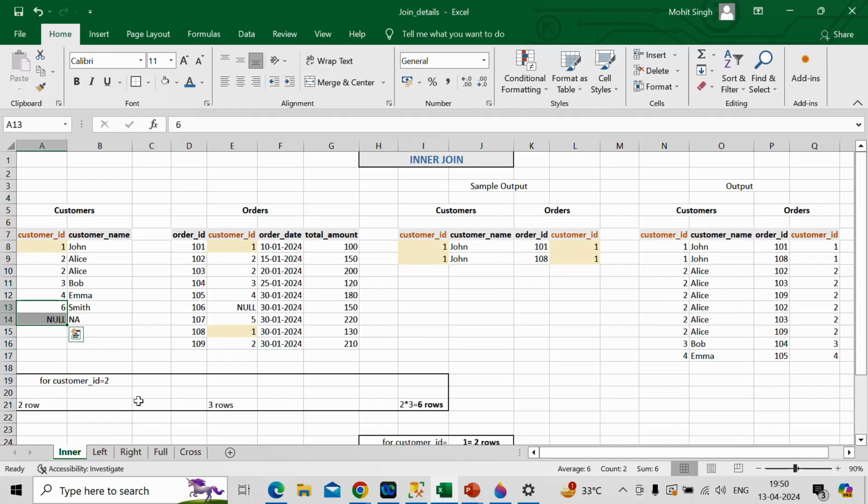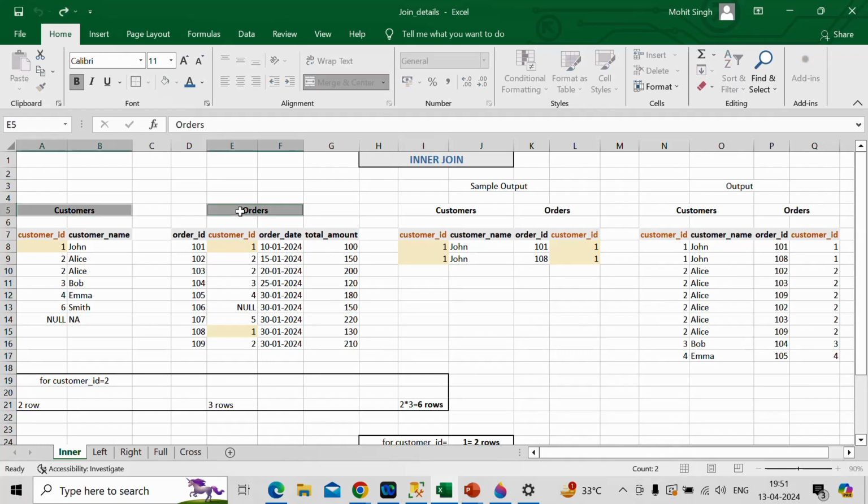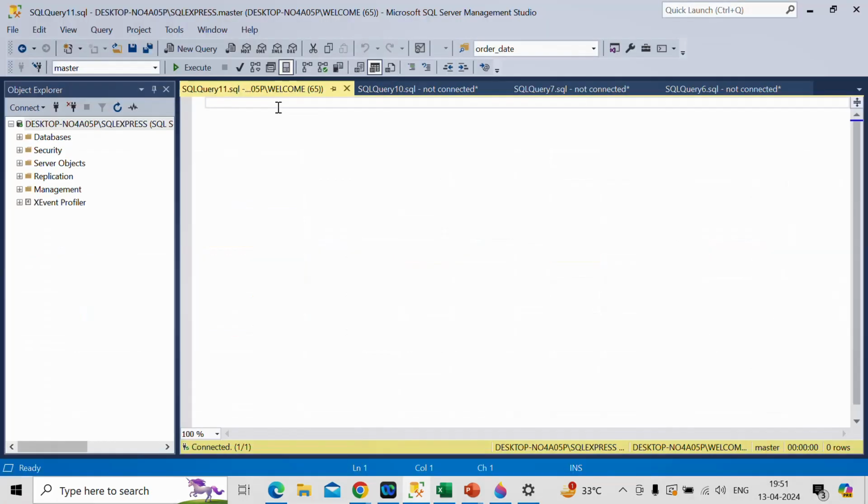I request you to please focus on the inner join concept and just follow the steps which I'm stating here. Don't see the whole sheet at a time, you will get confused. Just follow my words and try to connect the dots. Here we have two tables, customers and orders, and we want to perform an inner join. So first let us understand the syntax.